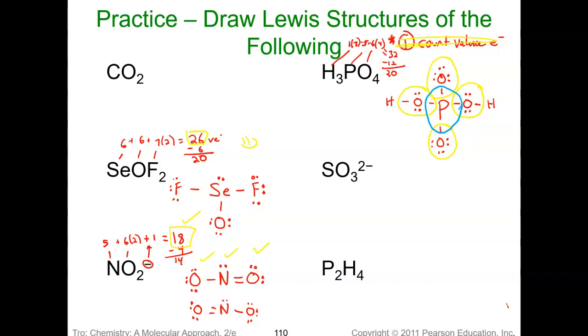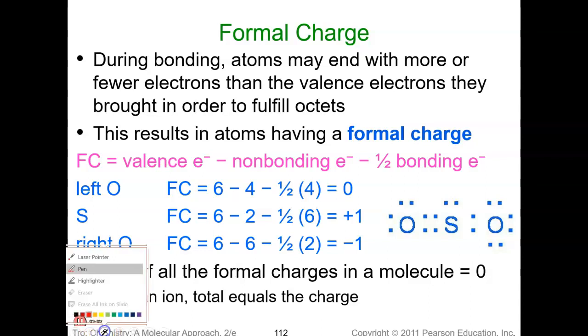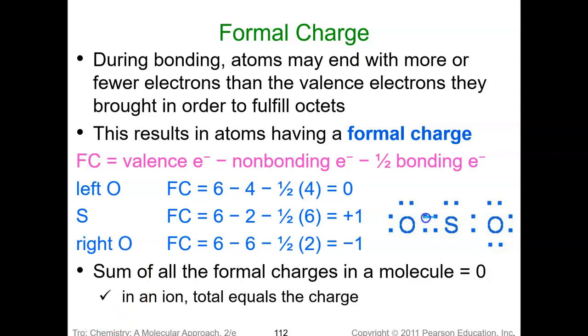So I've walked you through how to do a few of these Lewis structures. Now we're going to look at how you can tell what Lewis structure is the best Lewis structure. Because, as you can notice when you've been drawing these, there are multiple Lewis structures. So let's look at this Lewis structure here, which is SO2.